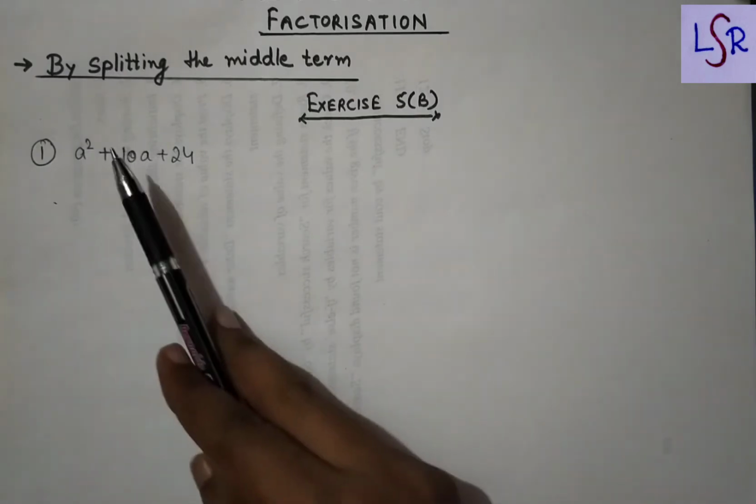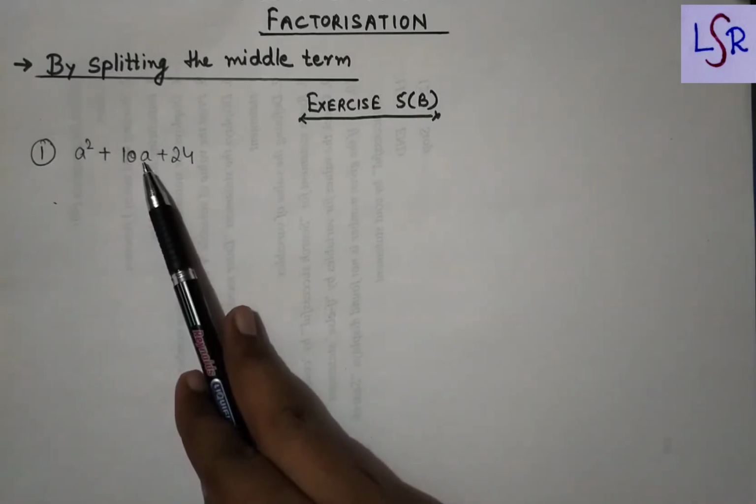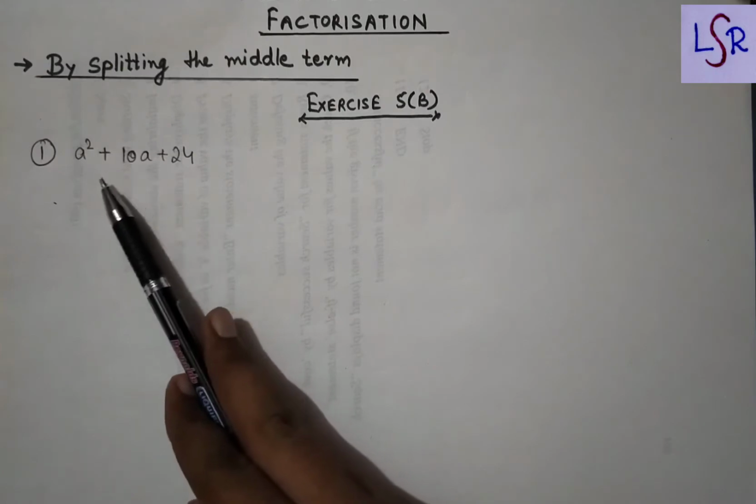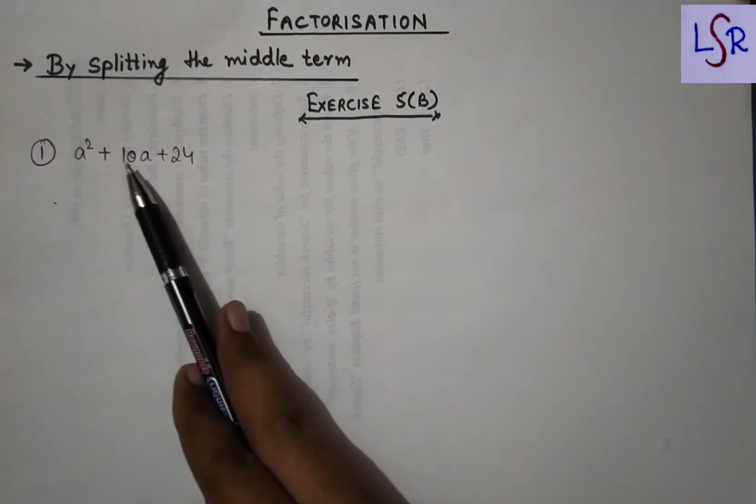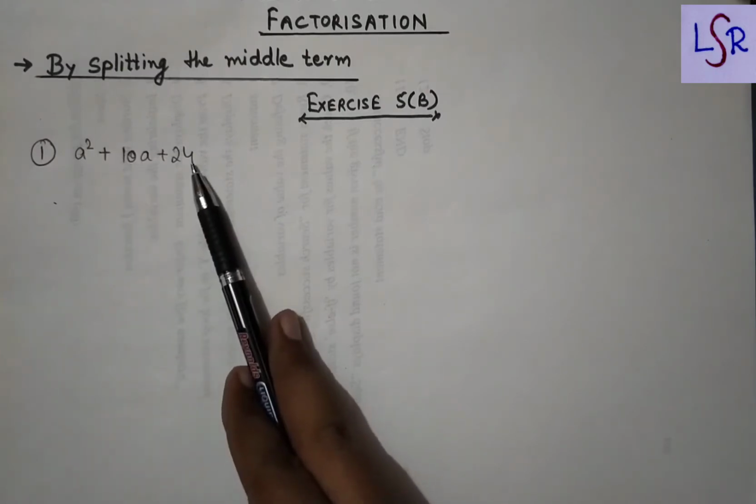With this we'll be beginning with exercise 5b, and let's see the first part. Here we have to split the middle term, that is 10a, into two parts such that the sum of the two is 10 and the product is 24.